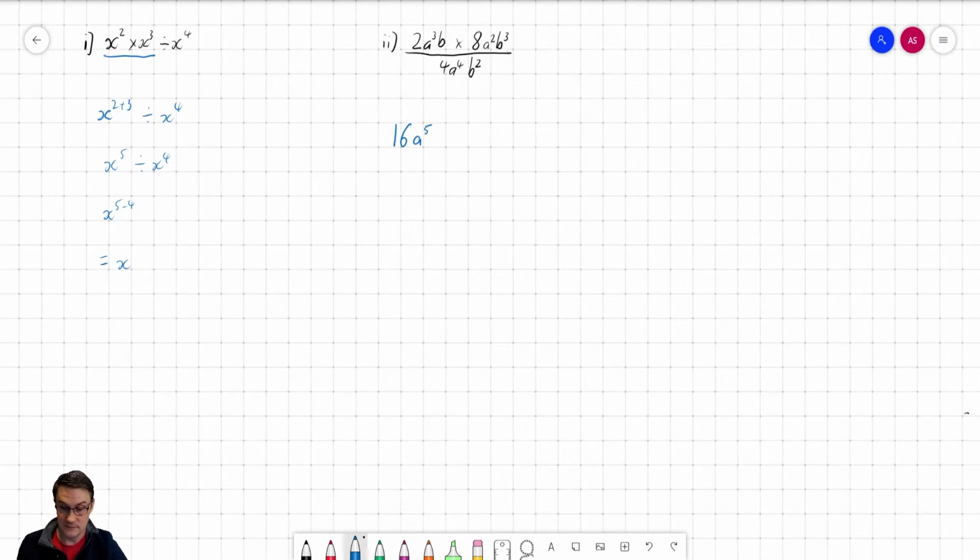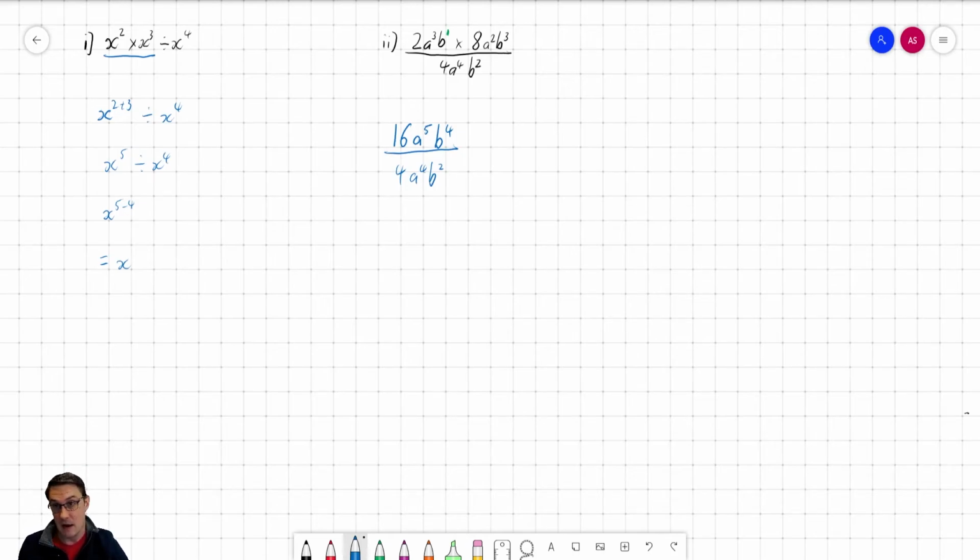As I continue with this then, I've got the b part to deal with. And I've got b, which doesn't have a power listed. But remember, it's got a power of 1. And so I can add that in there. So it's b to the power of 1 times b to the power of 3. So this is going to be 1 plus 3. That's 4. So it's going to be b to the power of 4. And then I'm just going to put that all over what we've already got in the bottom here, which is 4a to the power of 4, b squared.